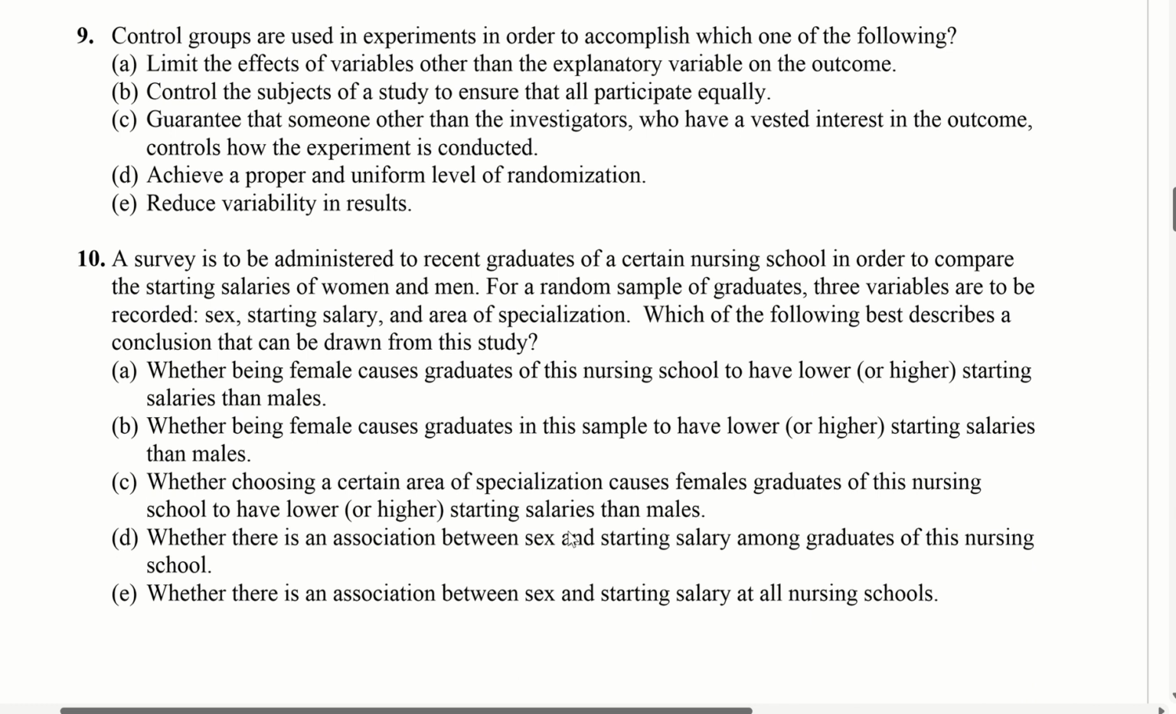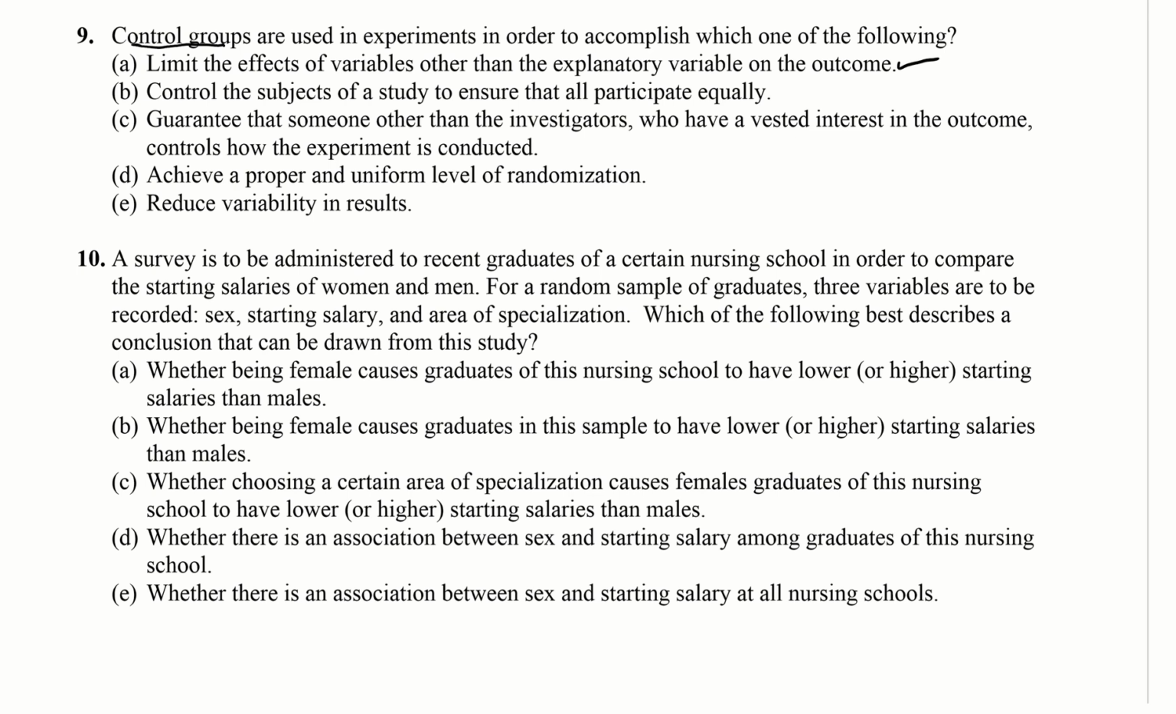All right, number 9. Control groups are used in experiments in order to accomplish which one of the following? So limit the effects of variables other than the explanatory variable on the outcome. Yes, that's what control groups do. Control groups limit the other variables other than what you're trying to study. So that's true. So this looks good so far.